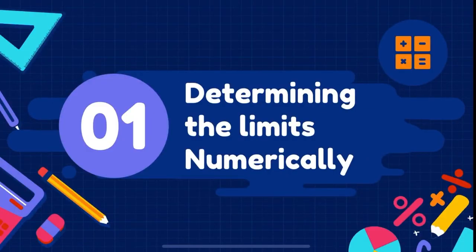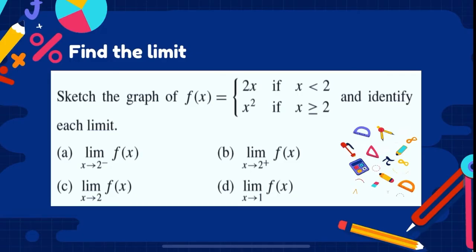Now let's take another example and determine the limit numerically. In this example, we'll have to find the limit by substituting the values. Here it says that f of x is equal to 2x if x is less than 2, and f of x is equal to x squared when x is greater than or equal to 2. Here we'll have to find the limit of f of x when x approaches 2 from the left side. Why 2 from the left side? Because here we have a negative.